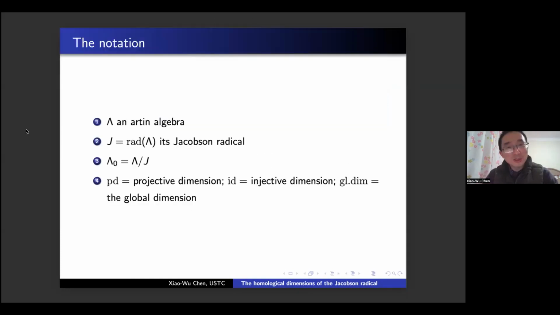Yes, so the notation is quite usual. Lambda is always an Artin algebra, J is the Jacobson radical, and lambda 0 is the quotient of lambda modulo the Jacobson radical, so it is semi-simple. And PD, ID, and gl.dim denote projective dimension, injective dimension, and the global dimension.